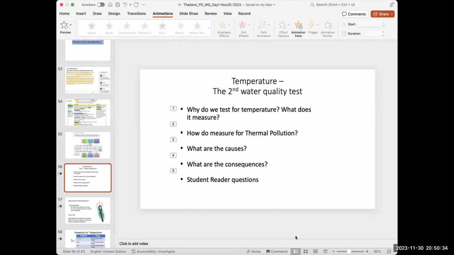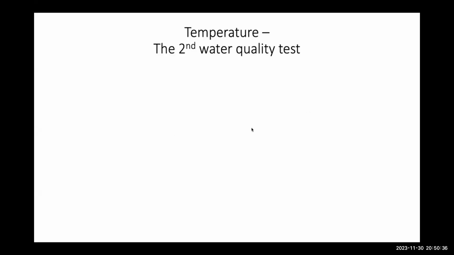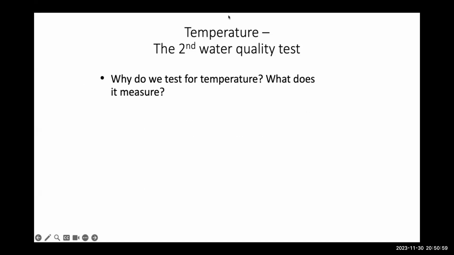Okay, so for temperature, that's the next water quality test we do. This one's going to go faster because students are familiar with temperature. The pH part of the unit tends to move slower because students don't know about pH, we want them to design an experiment. But they come with some knowledge of temperature, but we still need to know, why do we test for temperature and what does it measure?